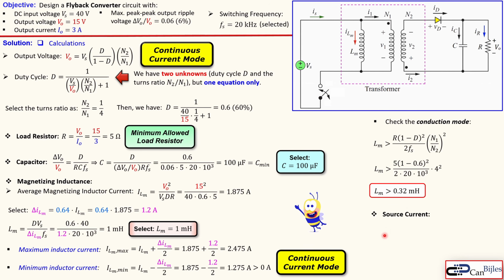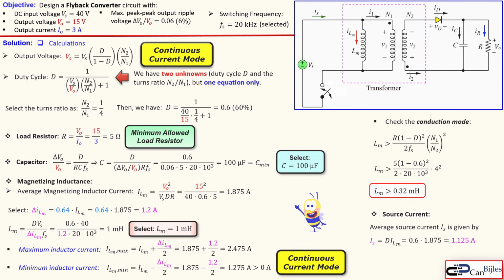Well, let's also look at the source current value. The average source current is given by this formula. We already discussed that, duty cycle times the average current in this magnetizing inductance. So 0.6, which is our duty cycle, times the 1.875 amps from this average current in the inductance. That will result in 1.125 amps.